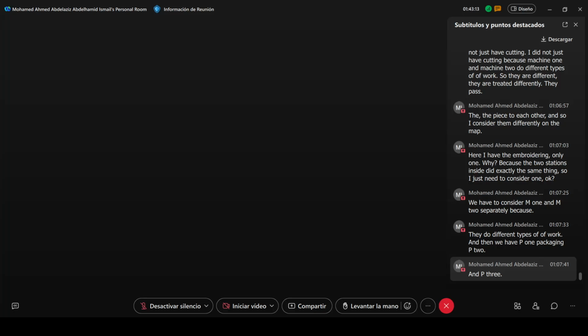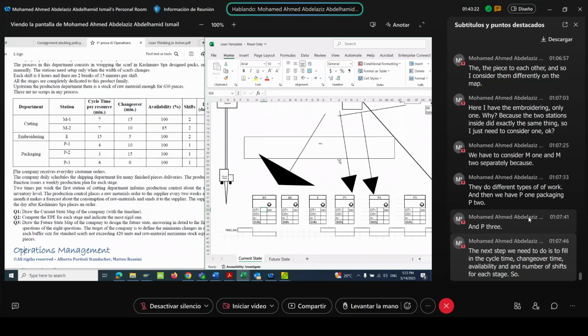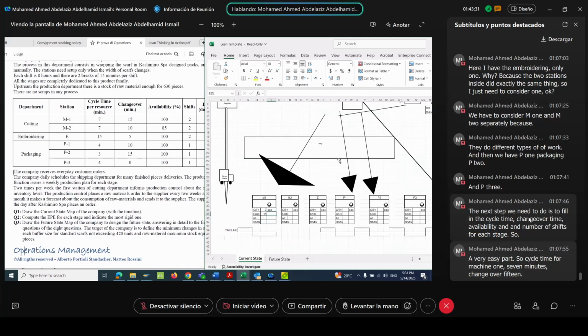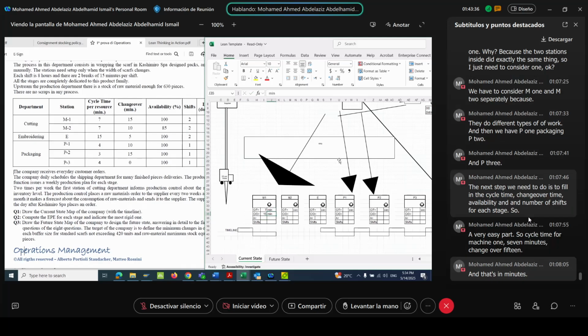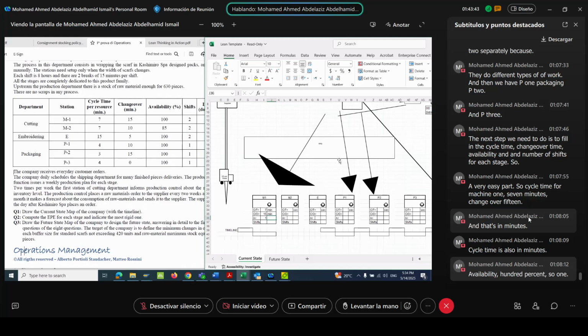The next step we need to do is to fill in the cycle time, changeover time, availability, and number of shifts for each stage. So a very easy part. So cycle time for machine 1, 7 minutes, changeover 15, and that's in minutes. Cycle time is also in minutes. Availability 100%, so 1. Number of shifts is 2.